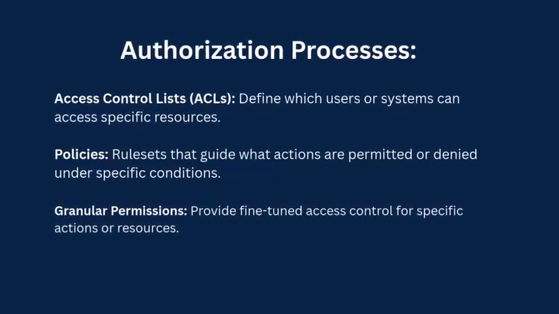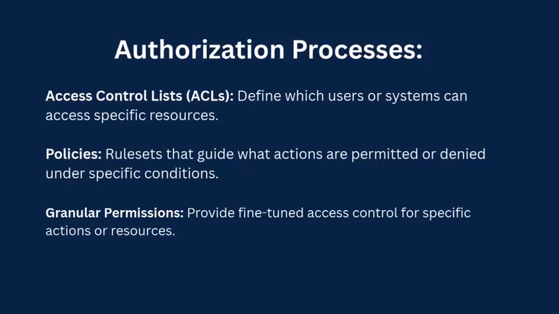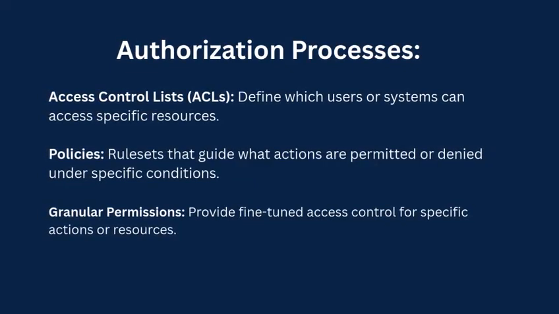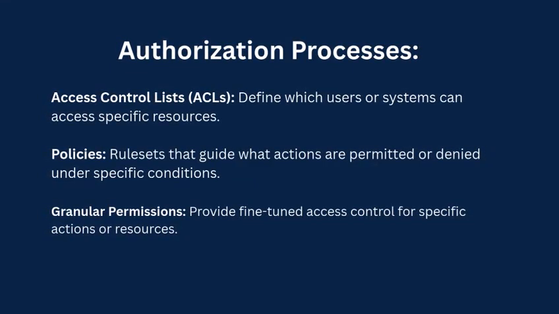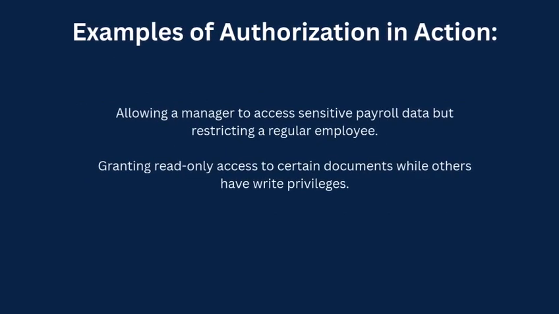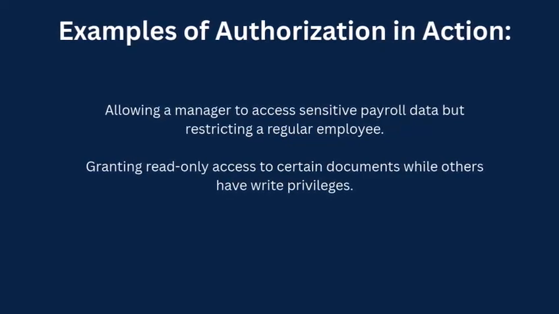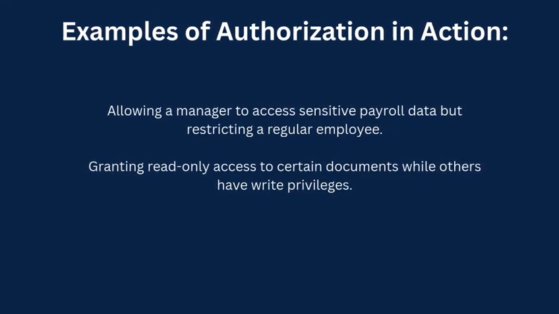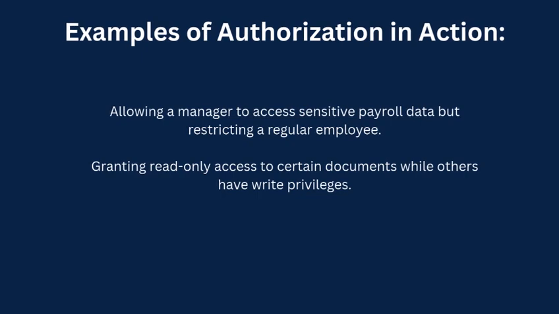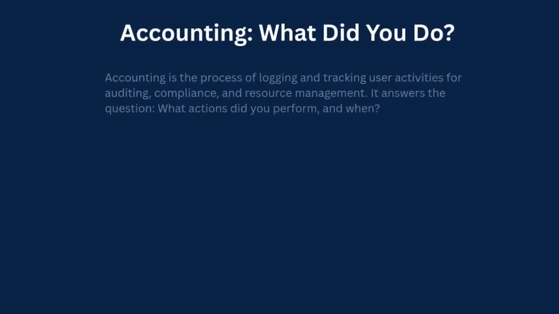Authorization processes. Access control lists, ACLs, define which users or systems can access specific resources. Policies. Rule sets that guide what actions are permitted or denied under specific conditions. Granular permissions. Provide fine-tuned access control for specific actions or resources. Examples of authorization in action. Allowing a manager to access sensitive payroll data but restricting a regular employee. Granting read-only access to certain documents while others have write privileges.